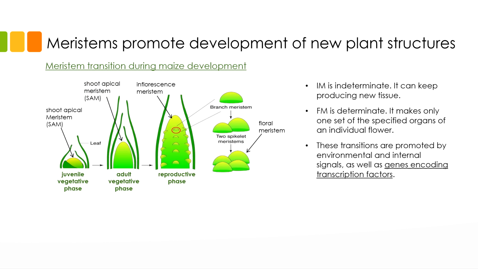When a plant transitions from the vegetative to the reproductive phase, the shoot apical meristem or SAM switches to an inflorescence meristem. The inflorescence meristem in turn produces the floral meristems, which will form the organs of an individual flower. The inflorescence meristem is indeterminate, meaning it can keep on producing new tissues, specifically floral meristems. In contrast, the floral meristem is determinate, meaning it will only make one set of specified organs of an individual flower.